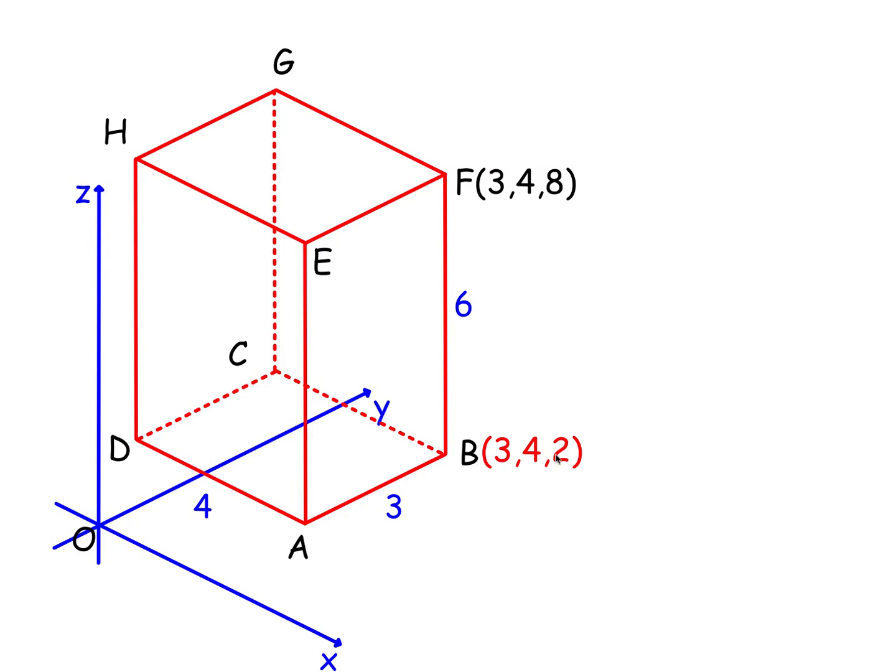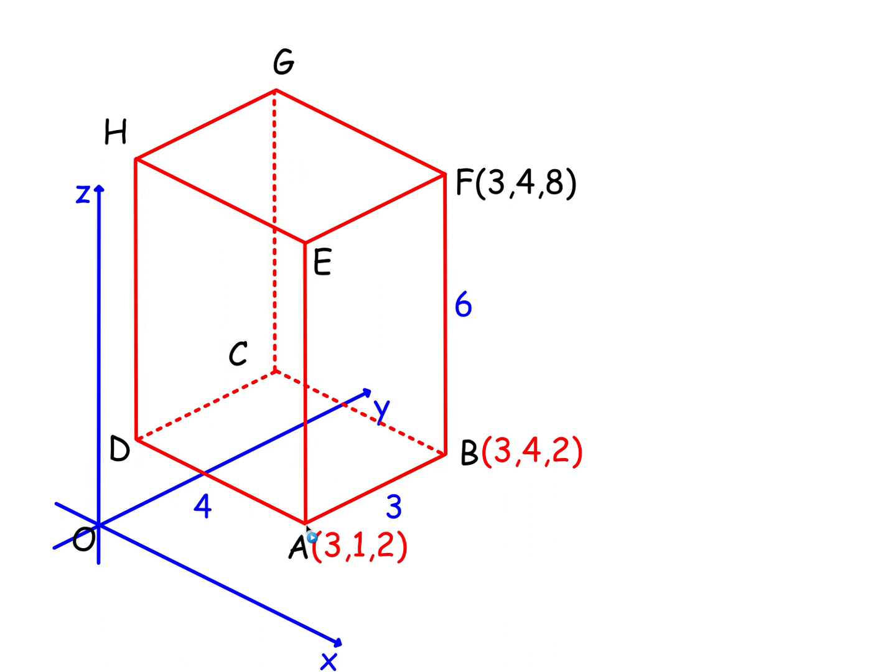There's B at 342. 3 in from that is point A, but that's 3 in on the Y axis, the Y coordinate. So it's actually reducing the Y coordinate by 3. This is 342. This is taking 3 off the Y coordinate, so it's 312. The Y coordinate lost 3.